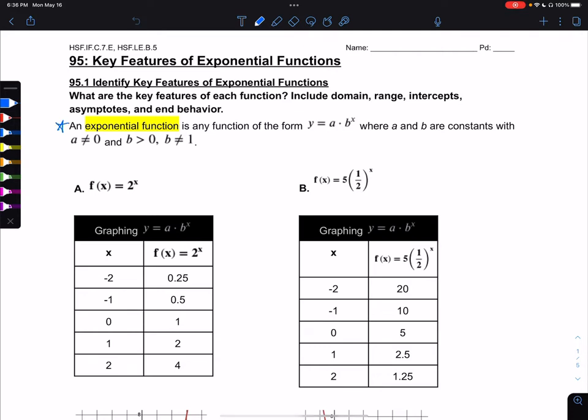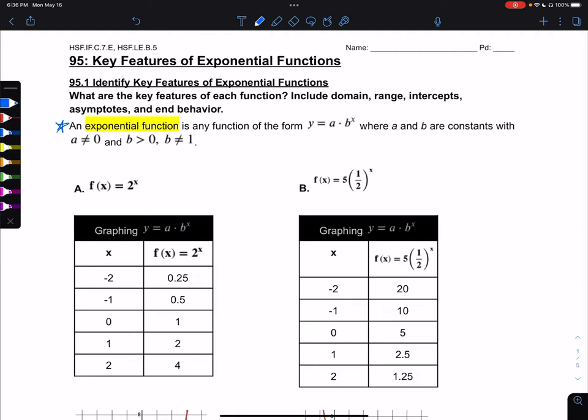So here we state that an exponential function is any function of the form y equals a times b to the x power, where a and b are constants, and a cannot be equal to 0, because that'll cancel everything out. B must be greater than 0, and b cannot be equal to 1. If b is 1, you no longer have an exponential function. You would wind up having a linear function.